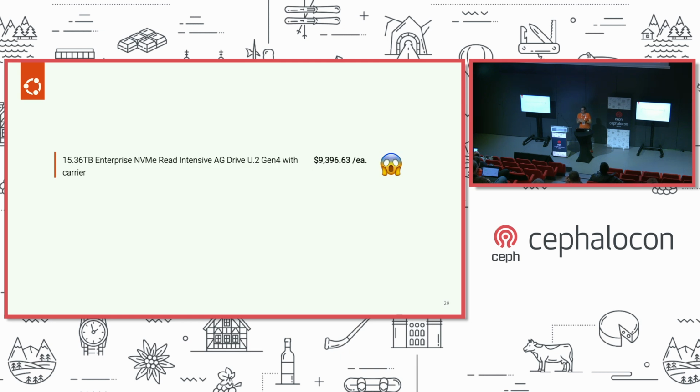It's actually the disks. So this is a list price. Don't panic too much, no one pays these prices. But if you go and price something up and you want to do a fair comparison, you have to use list and not negotiated discounts. So yeah, just over $9,000 for a 15 terabyte NVMe drive feels onerous.